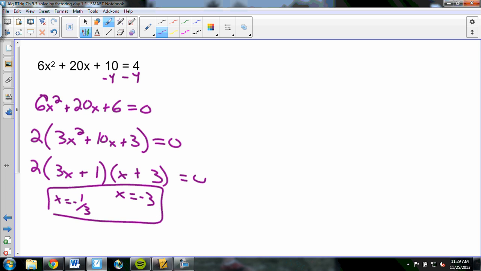This 2 has nothing to do with the solutions. It's part of the factoring process, but has no bearing on what solves the equation. The solutions are just -1/3 and -3.